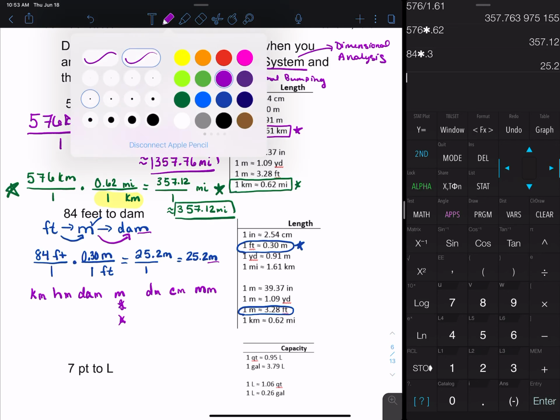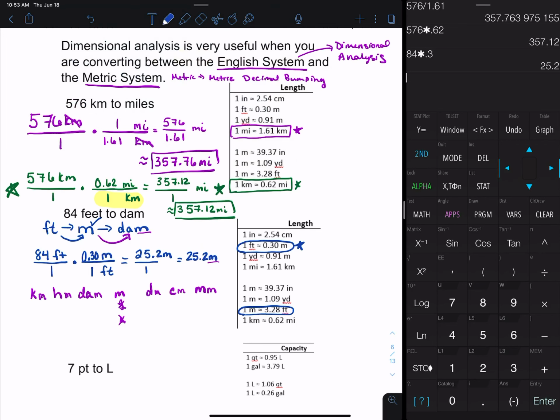So if I look at what's going on, I'm starting at meters, and I want to get to decameters. So that's telling me to go 1 space to the left. So I'm going to take that decimal point and bump it 1 space to the left, and I'll find that I have 2.52 decameters as my final answer.